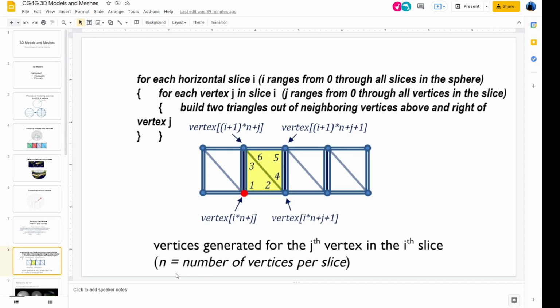So this is basically the algorithm. For each horizontal slice, I ranging from 0 through the number of slices in the sphere, and then for each vertex in the slice, 0 through the number of vertices, build two triangles out of a neighborhood of vertices above and to the right of vertex J. So this allows you to just create that set of indices so that you can group the vertices together.